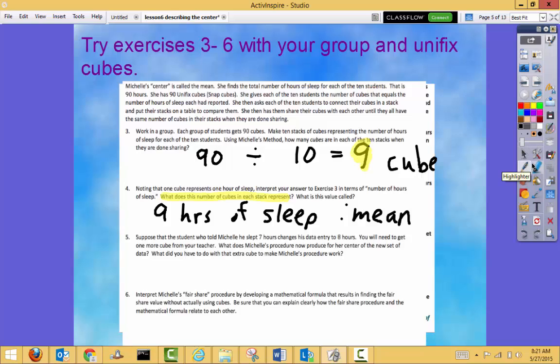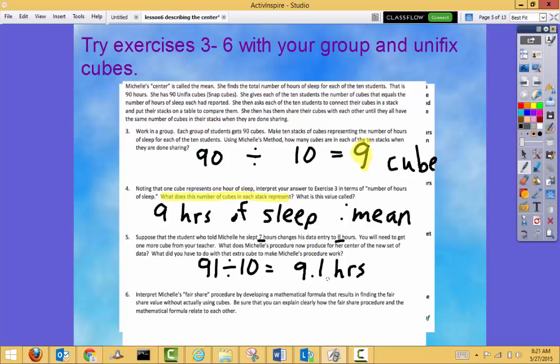Well, here we have this problem. We're going from 90 cubes to now we're increasing by 1 because he says, oops, I made a mistake. I actually slept 8 hours. So I'd have 91 divided by 10. Now, this I can easily do and I get 9.1 hours. But in real life, when I'm working with these cubes, what would I do with that extra cube? Well, I'd have to slice it, or cut it into 10 equal parts so each person could get that 1/10 extra.